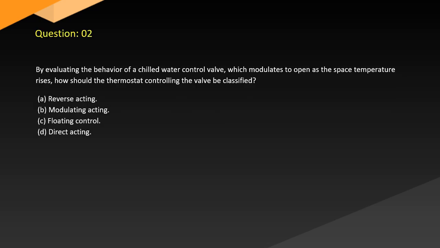Question 2. By evaluating the behavior of a chilled water control valve which modulates to open as the space temperature rises, how should the thermostat controlling the valve be classified? A. Reverse acting. B. Modulating acting. C. Floating control. D. Direct acting.